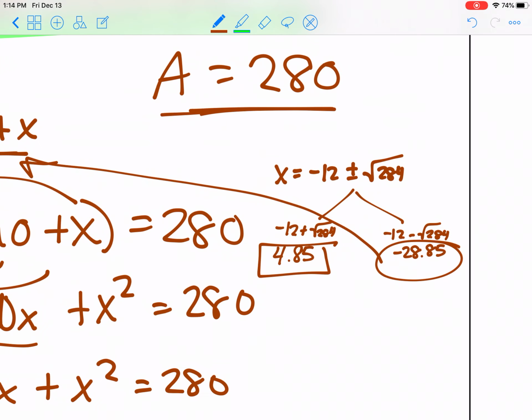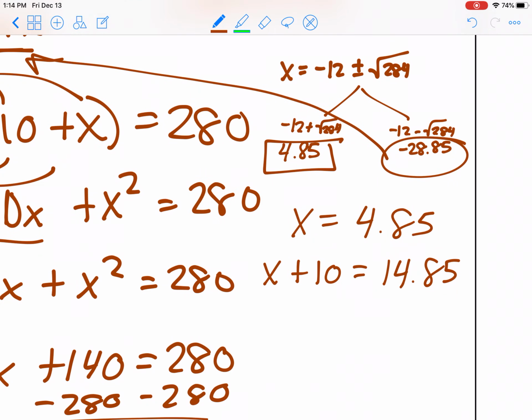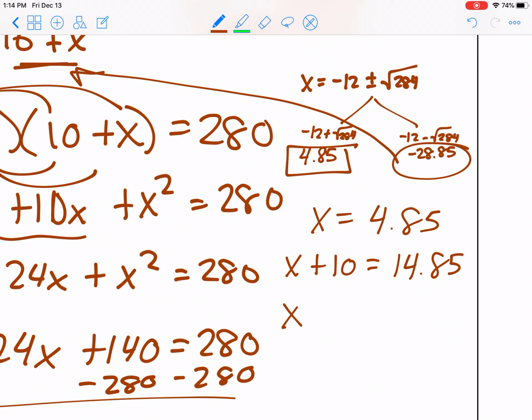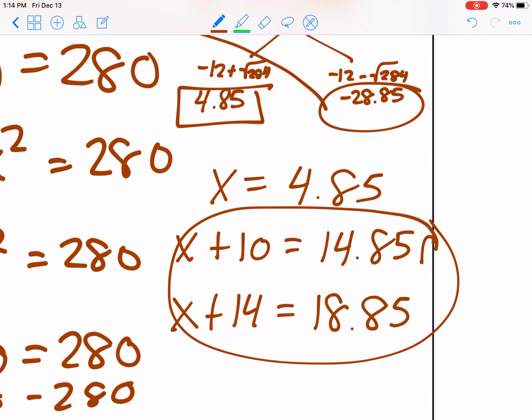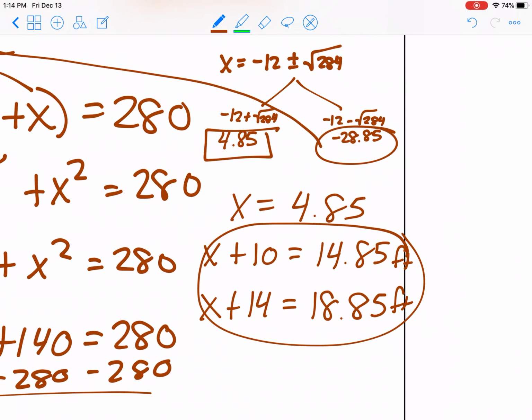Well, if x is 4.85, what we're going to do is take that x and add it to 10. So one dimension is 14.85, and the other we would take x and add it to 14, we said, right? So that one's going to be 18.85. So these are the new dimensions. Let's check the labeling. They said feet. We can check our work. If we do 14.85 times 18.85, we need some number that's pretty close to 280, and it is 279.92 stuff. So we're on the right track.